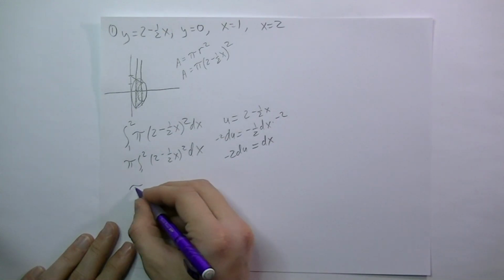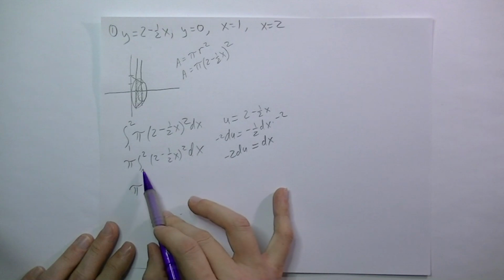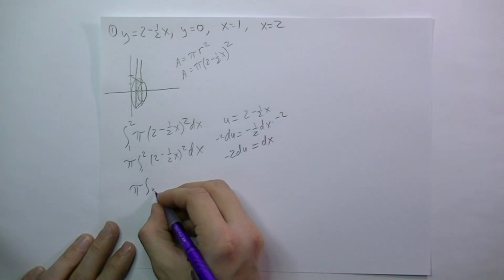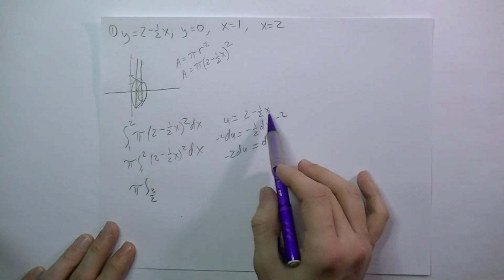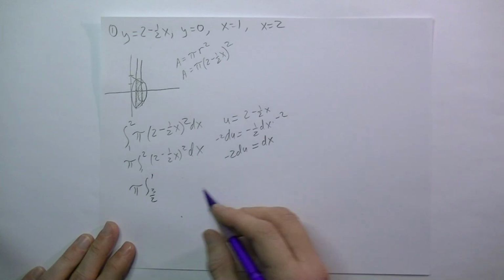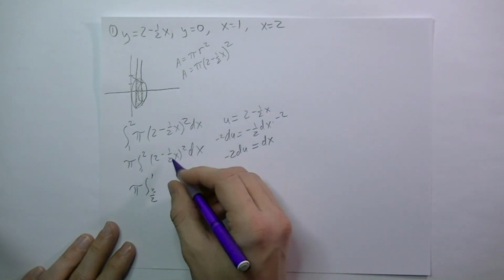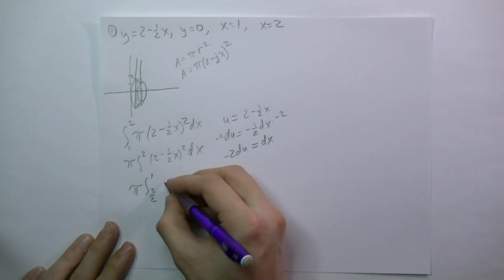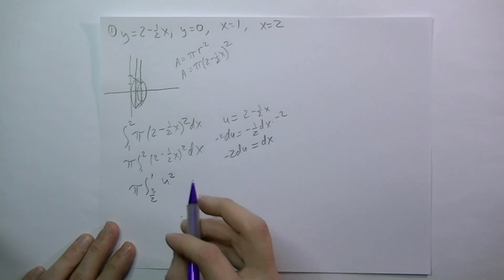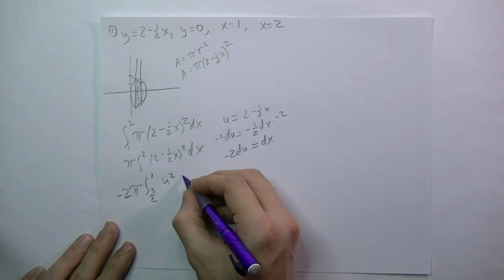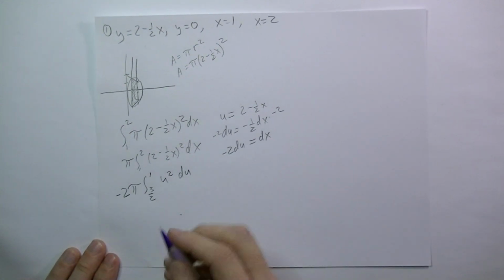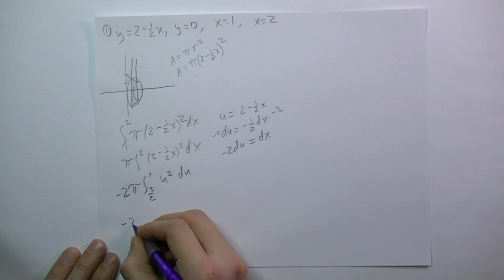Okay, so now I'm going to be integrating, and my new limits are when I plug in 1 here, I get 3/2, and when I plug in 2, I get 1. Okay, and then this part is u squared, and dx is now negative 2 du. So the negative 2 can come out in front, and we're integrating now with respect to u. Okay, so now we're ready to go ahead and integrate.